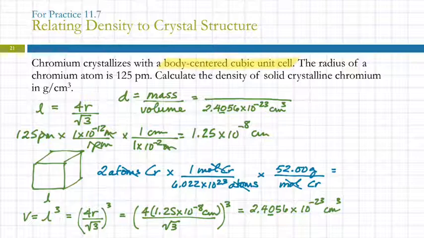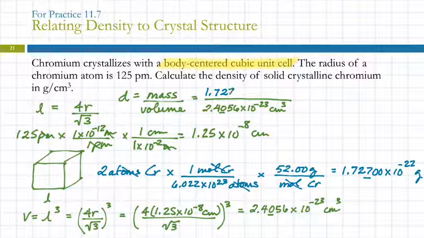So 2 divided by 6.022 EE23 times 52. Giving me 172. Based on Avogadro's number and the molar mass, this would have four significant figures, because two atoms is exact. That's a counting number. So that's the mass of it in grams. So I can put that in where the mass goes. I'm going to drop those two zeros because they were not sig figs, and keeping them or losing them is not going to affect rounding in any way.